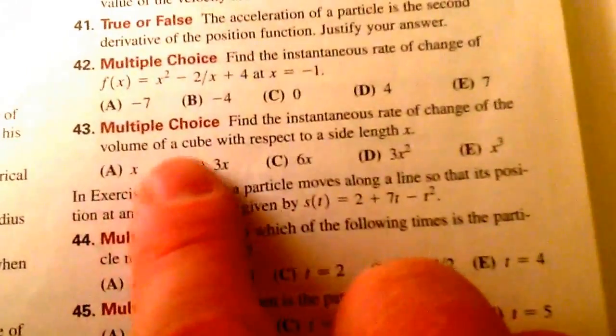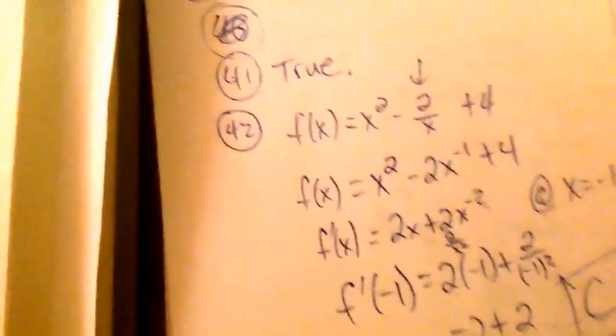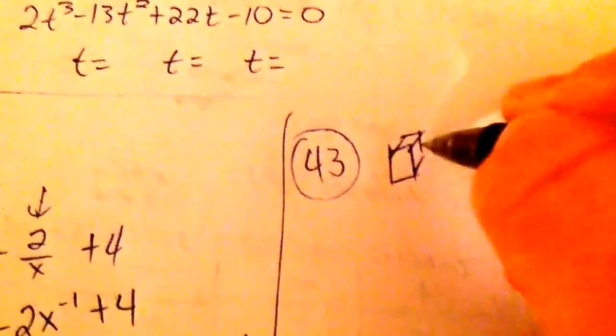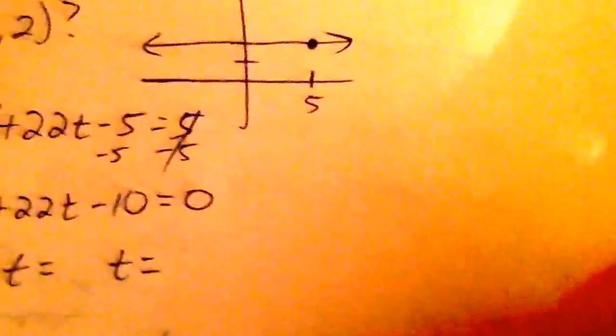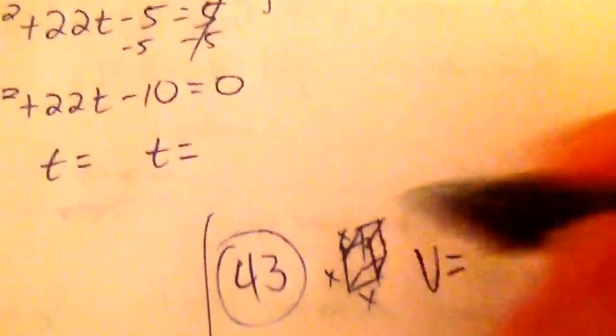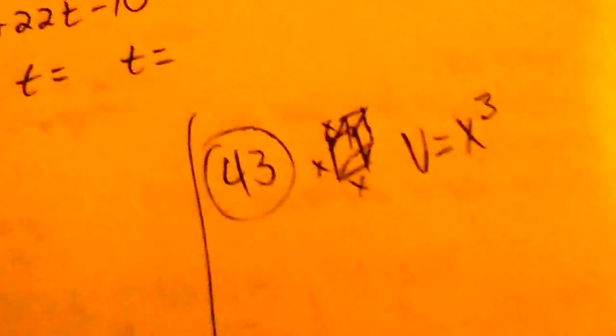43. Find the instantaneous rate of change of the volume of a cube with respect to side length x. Okay. You gotta remember how to find the volume of a cube. By definition, a cube is all the sides are the same. So x, x, and x. So the volume of a cube, you just multiply length times width times the depth or the height, however you want to say it. So the volume of a cube is x to the third. If you didn't realize that, you can probably finish the problem now.